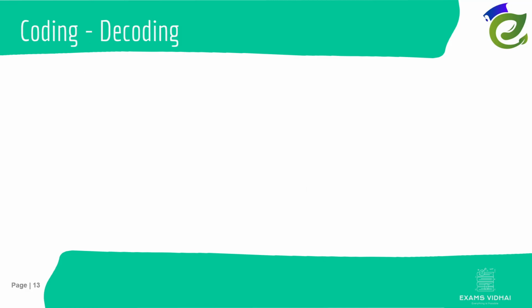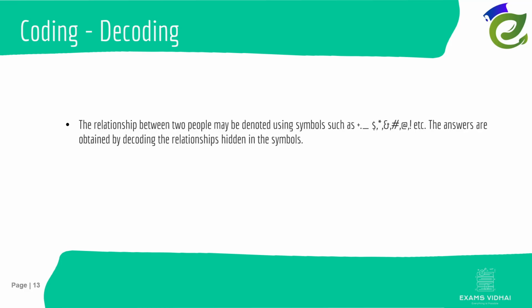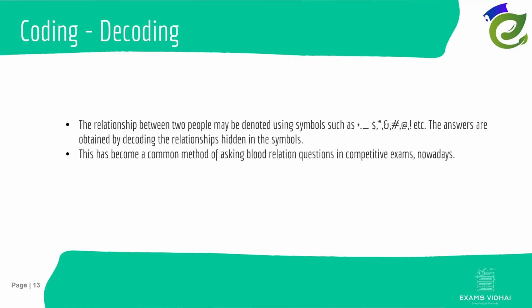Let us move on to the next type of questions, that is coding and decoding. The relationship between two people may be denoted using symbols such as asterisk, hash, etc. The questions are obtained by decoding the relationship hidden in the symbols. This has become a common trend of asking blood relation questions in competitive exams nowadays. Let us try and solve few problems.